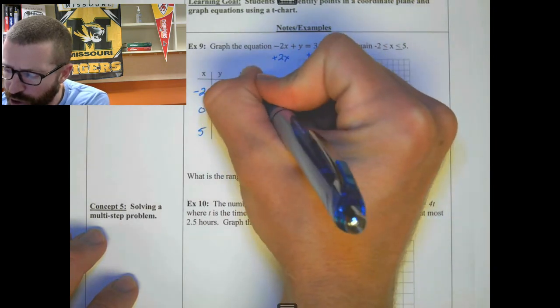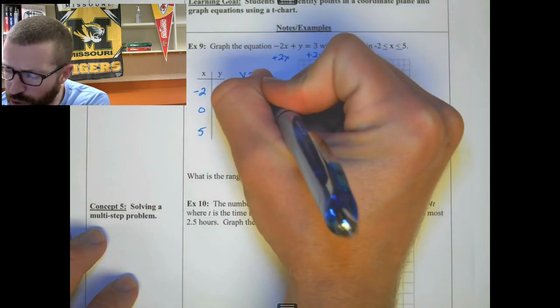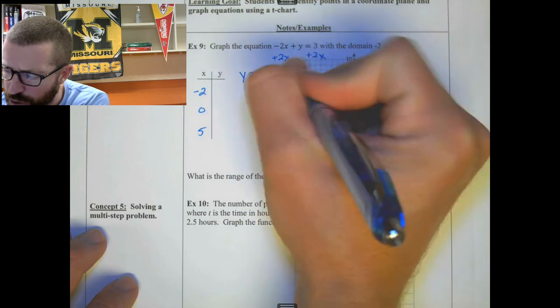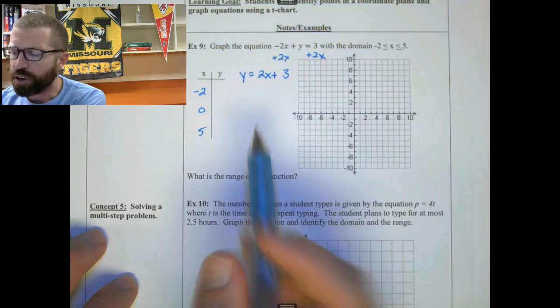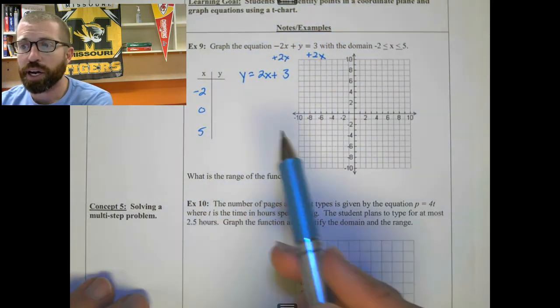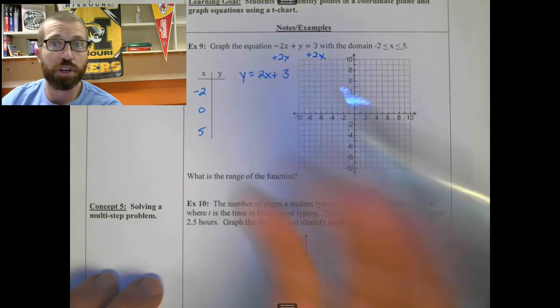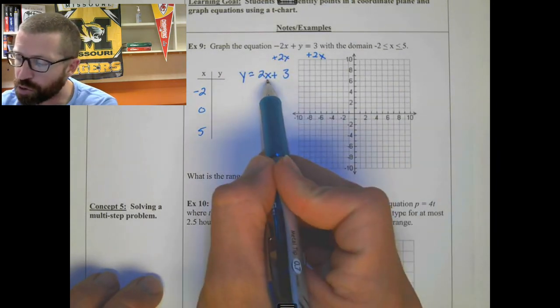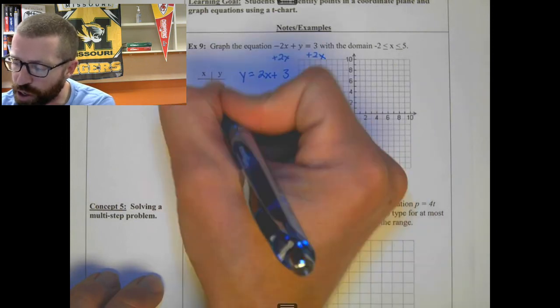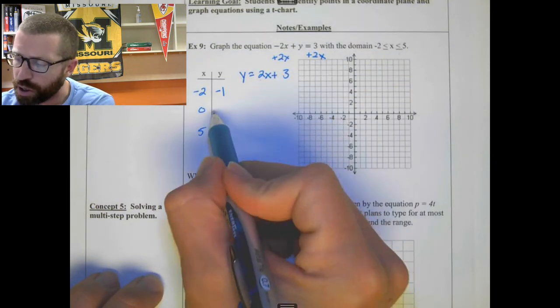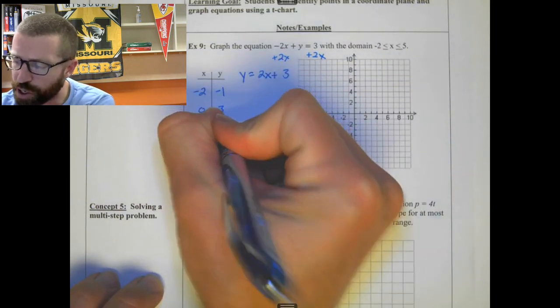Now y is by itself, which is what we have done so far. And now you can fill these values in and plot. So we'll do that kind of quickly. Pause the video and try it on your own. -2 times 2 is -4, plus 3 is -1. And then when you plug in 0, you get 3.